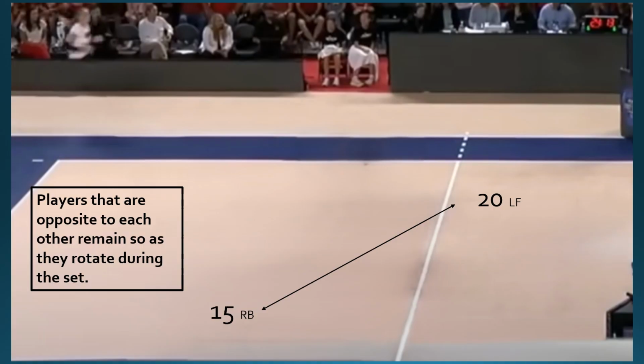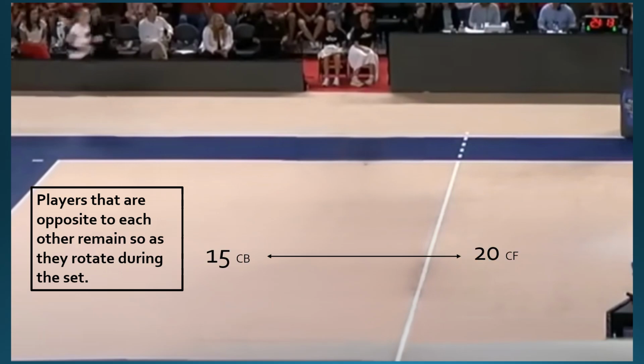Players that are opposite to each other remain so as they rotate as a set progresses. So let's say that player number 15 and player number 20 are separated by 3 spots in the lineup. So when number 15 is in right back, number 20 will be in left front. When the teams rotate, number 15 will move 1 spot to center back, and number 20 will advance 1 spot to center front, but they're still opposite to each other.